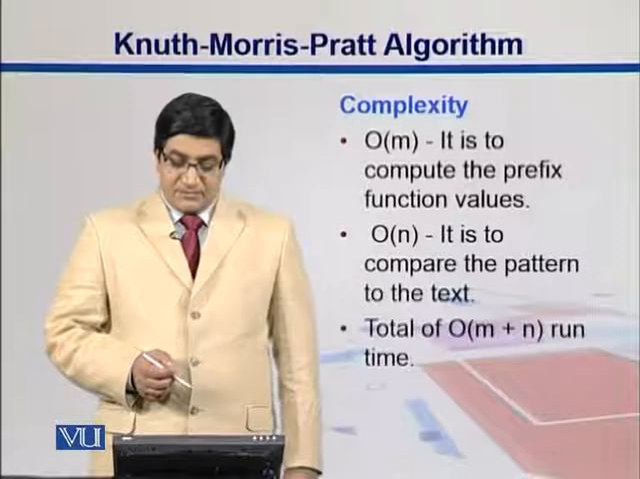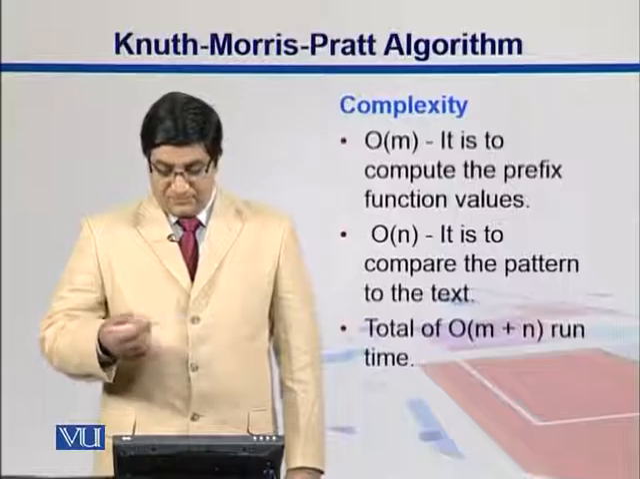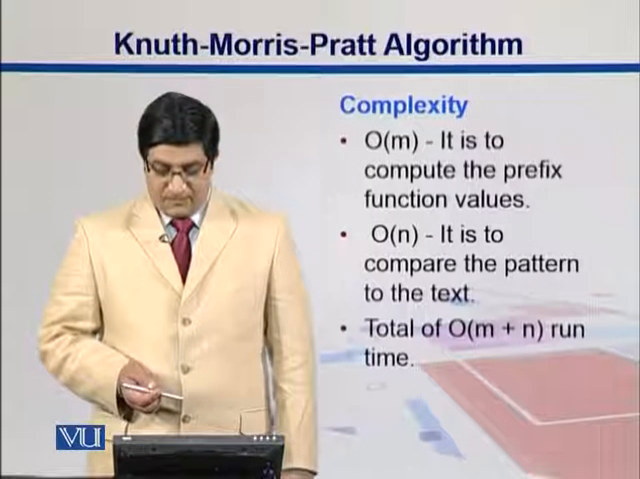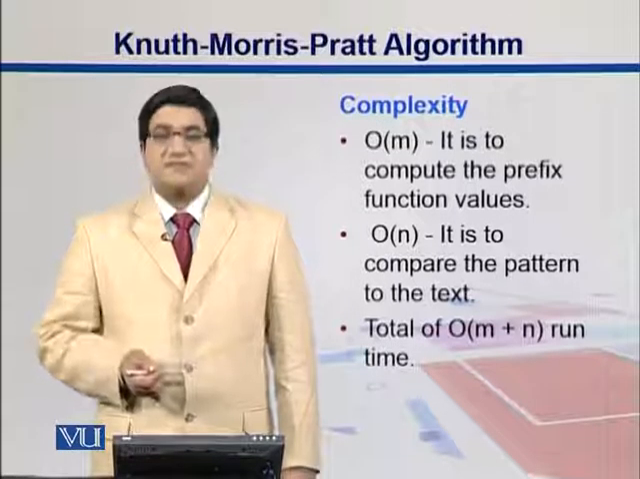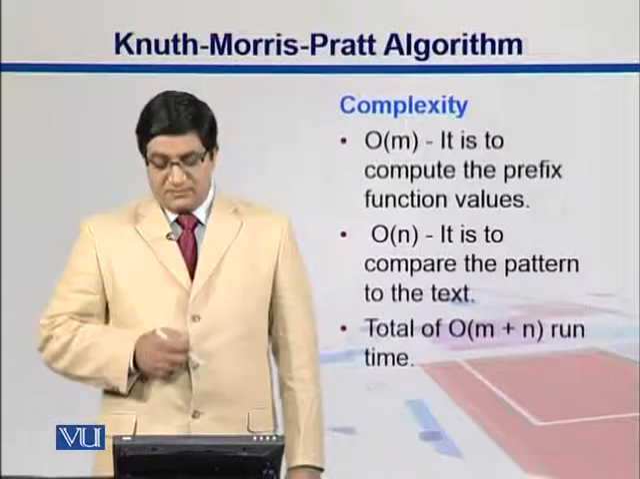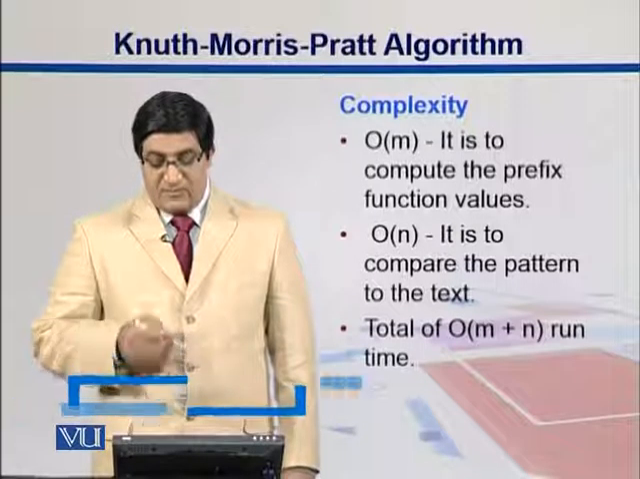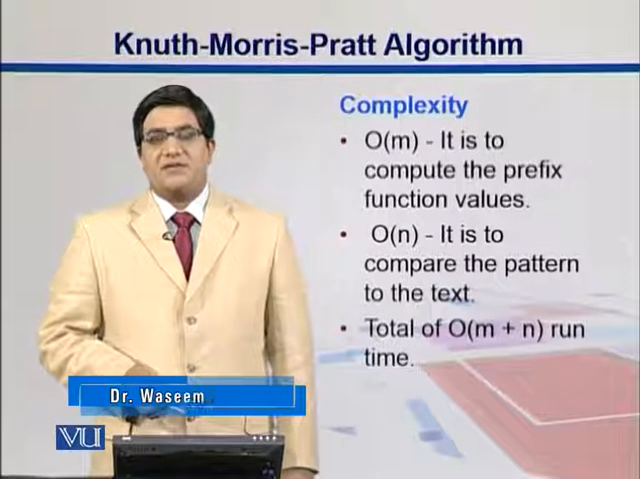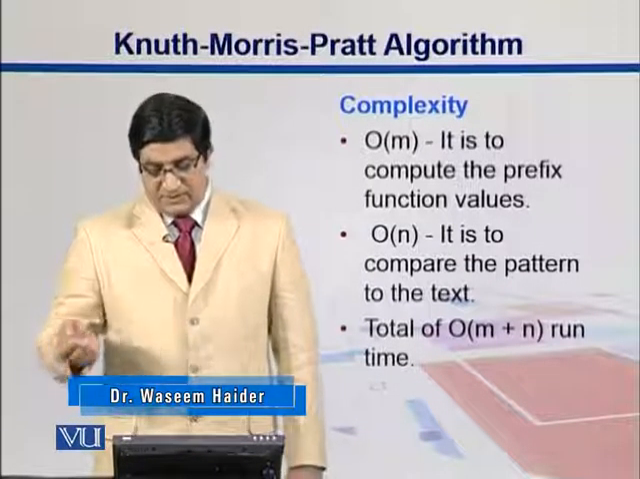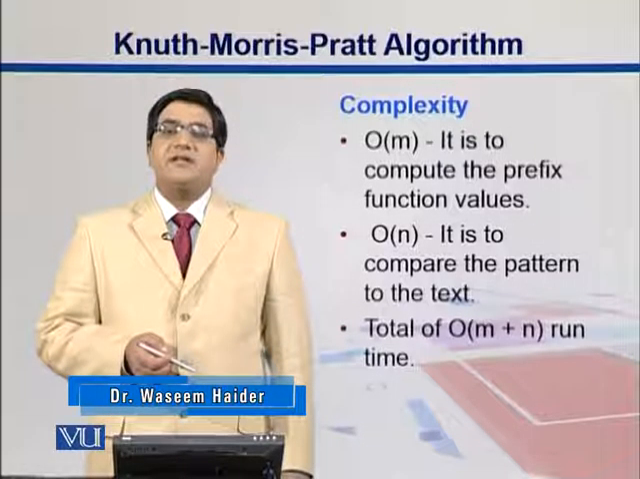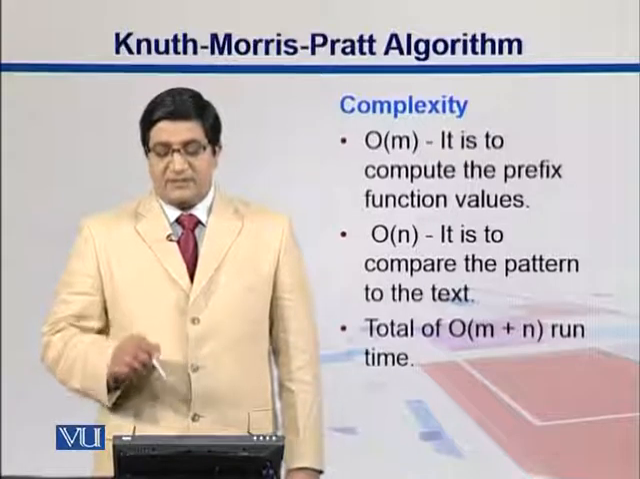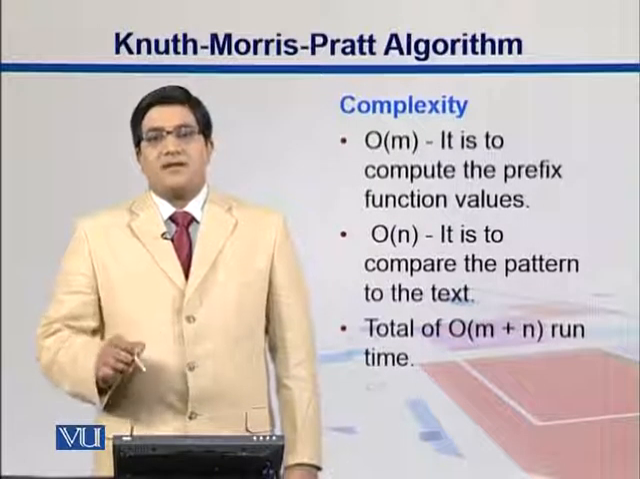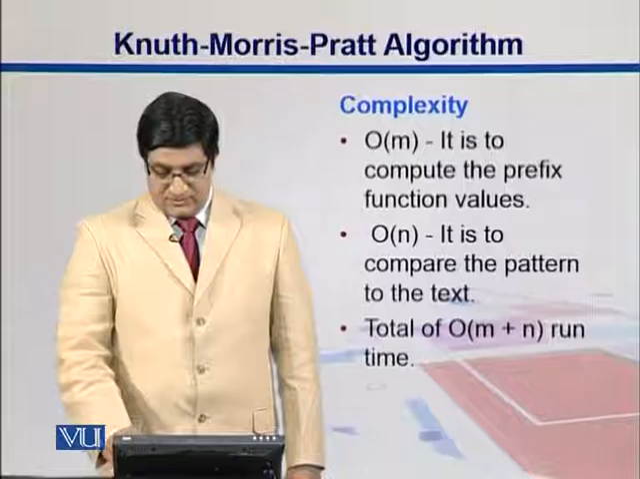This algorithm has 2 parts of complexities. Number 1 is O of M, where it computes the prefix function, so that is going over the pattern. And then O of N is while we are comparing the pattern with the text. So in this case, we have 2 terms, and we call it a linear algorithm because we have a plus sign. So we have complexity which is M plus N.